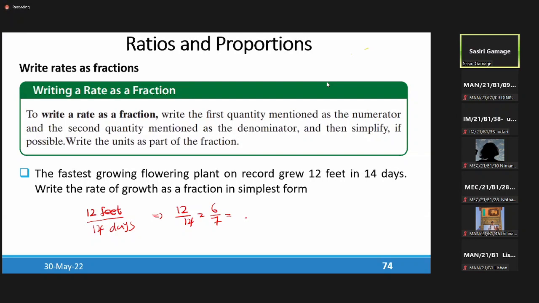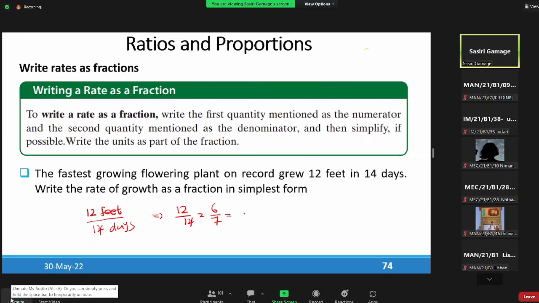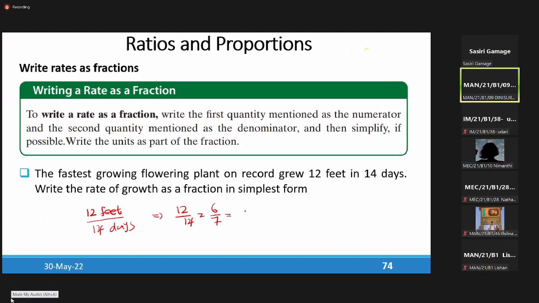What's the answer when we divide 6 by 7? The decimal number? 0.857142857. 85. 71. Okay, let's take 857.